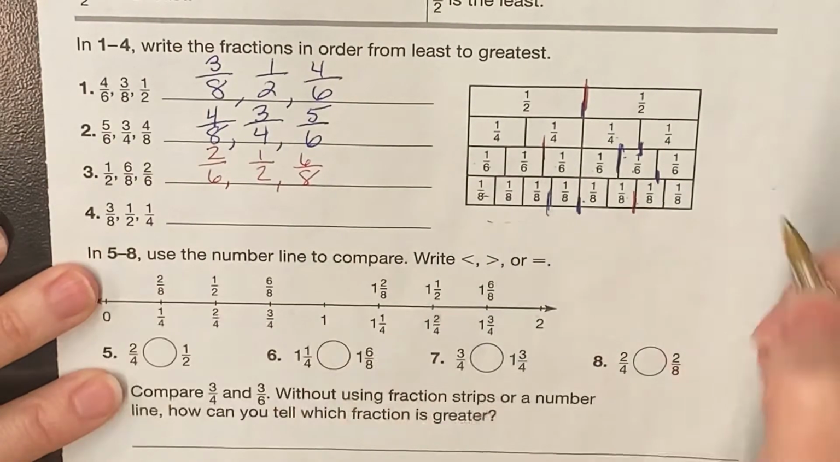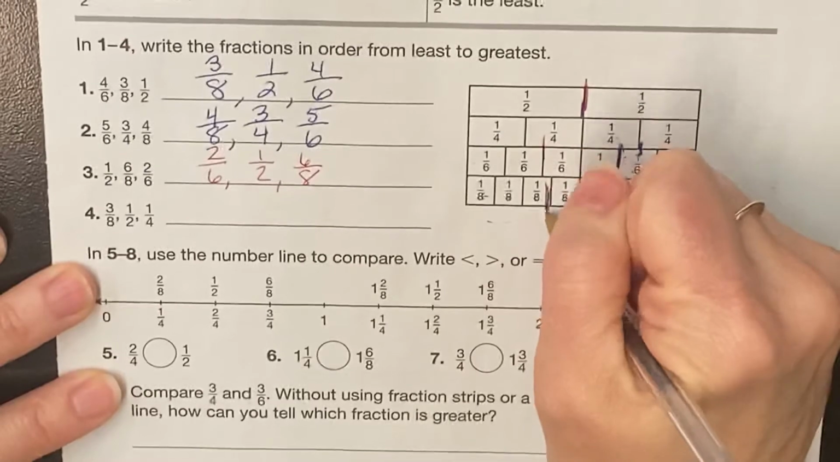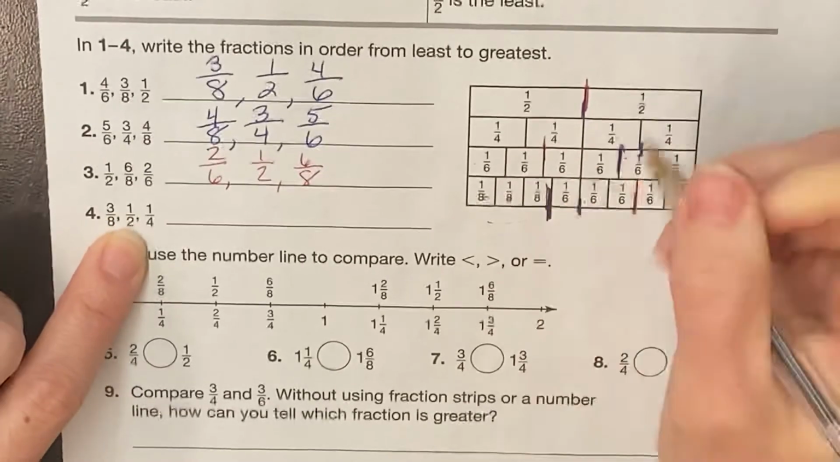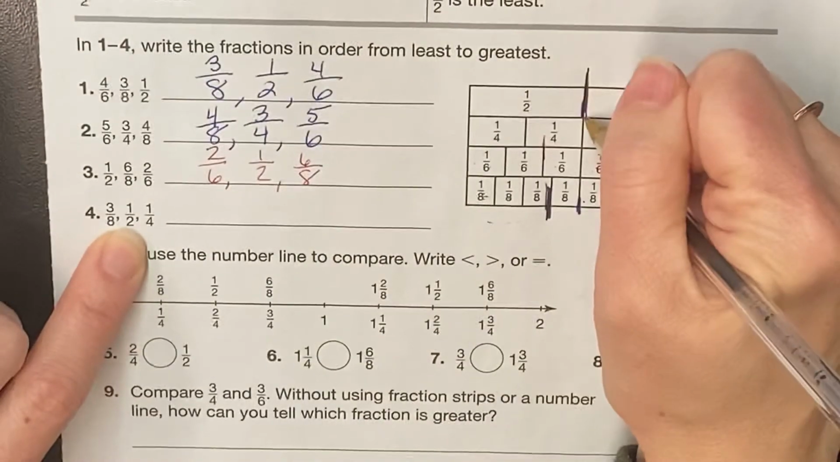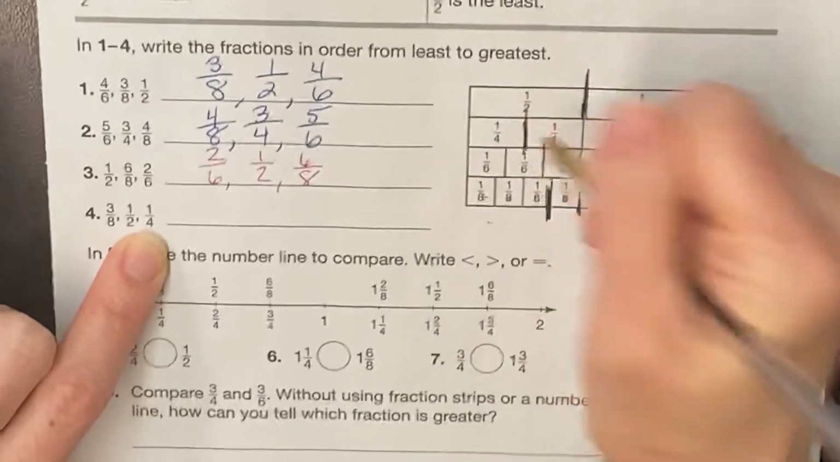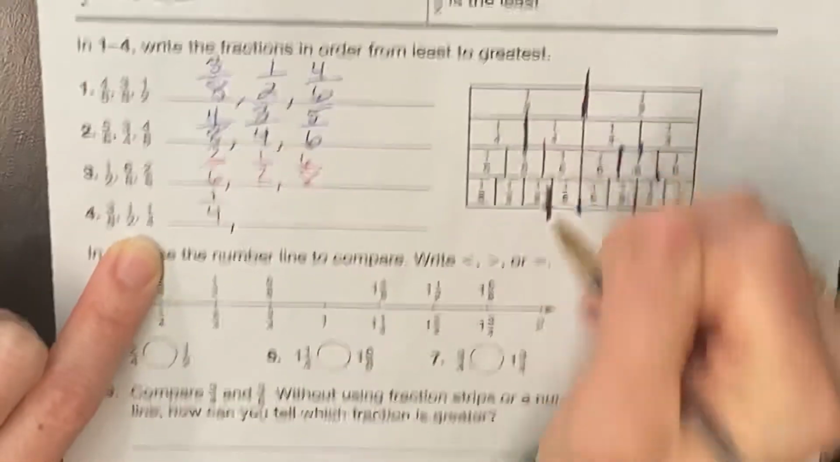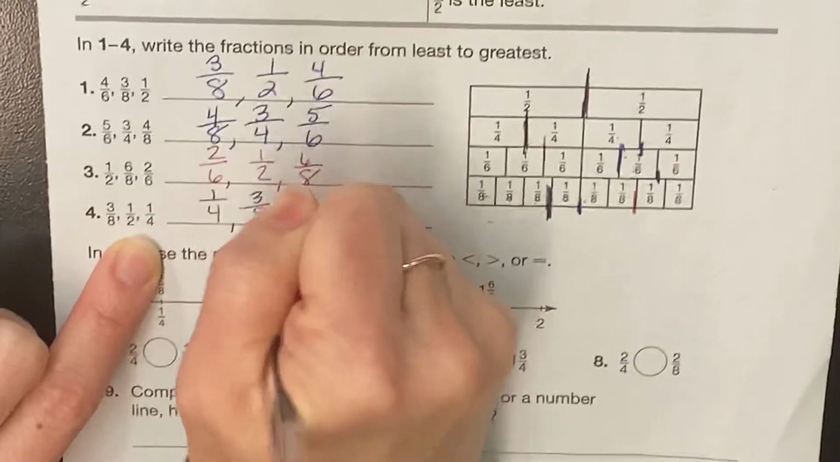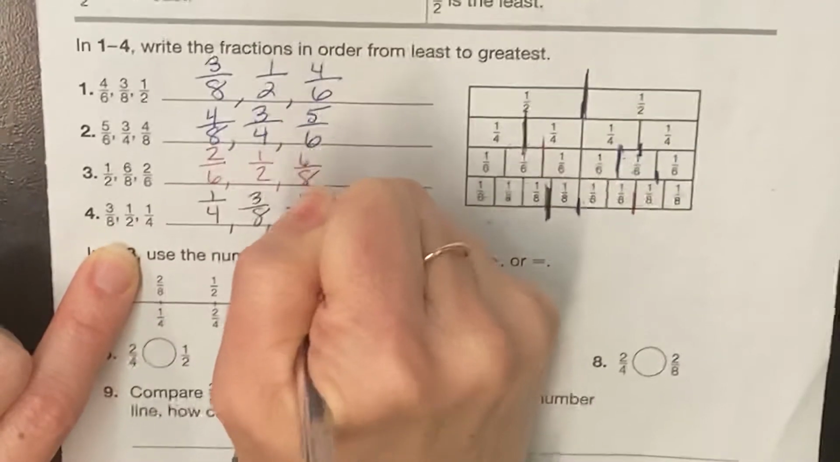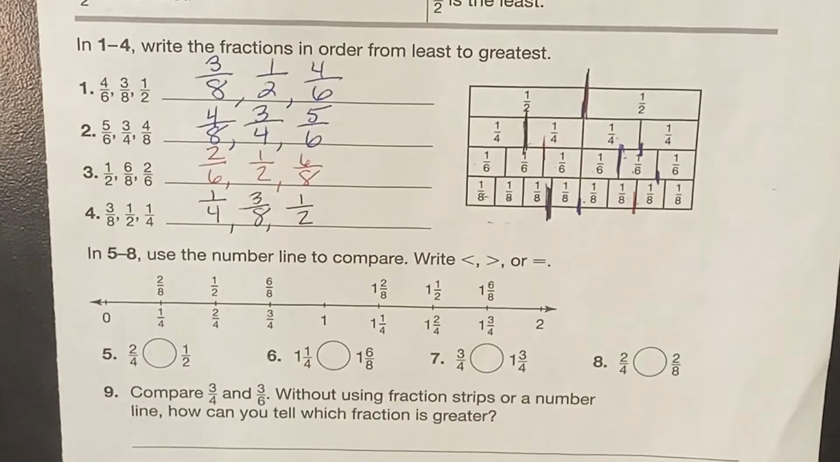Then I have 3/8, 1, 2, 3, 1/2, and 1/4. Okay, 1/4 is the smallest, then 3/8, then 1/2.